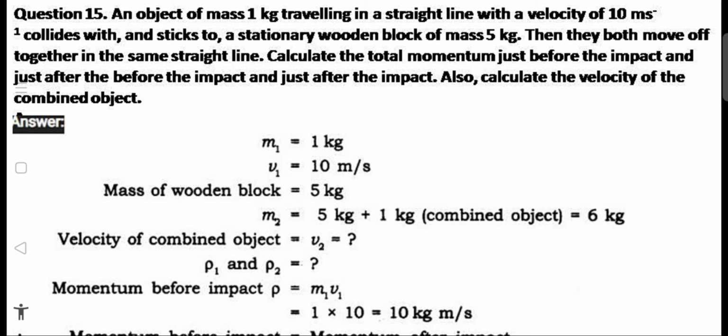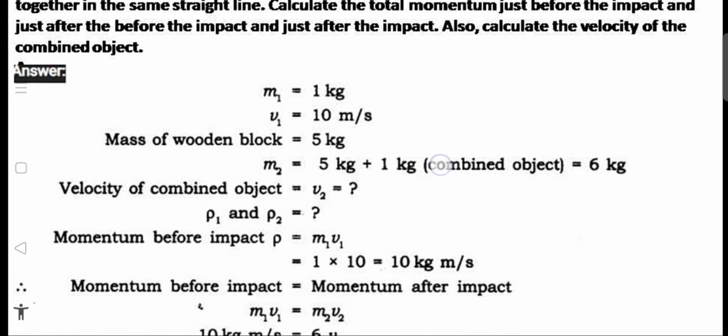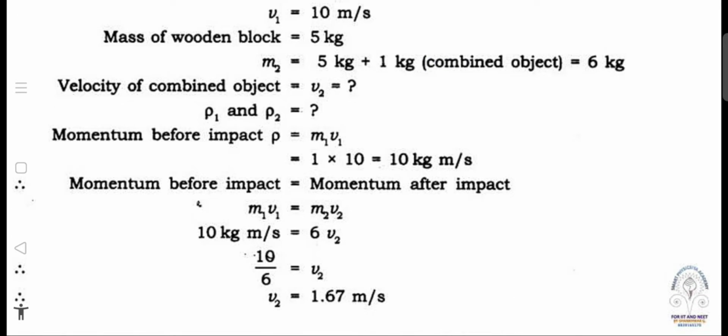Momentum before impact means p equal to m1 v1 equal to 1 into 10, that is 10 kg meter per second. And therefore momentum before impact equal to momentum after impact according to the law of conservation. m1 v1 equal to m2 v2, or 10 kg meter per second equal to 6 v2. Therefore v2 equal to 10 upon 6 or 1.67 meter per second.